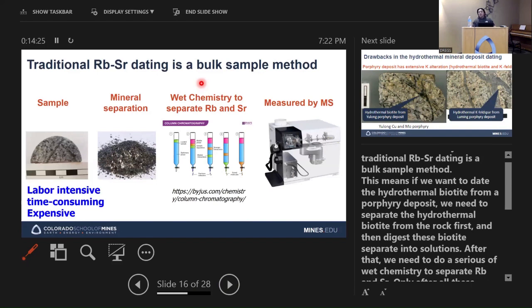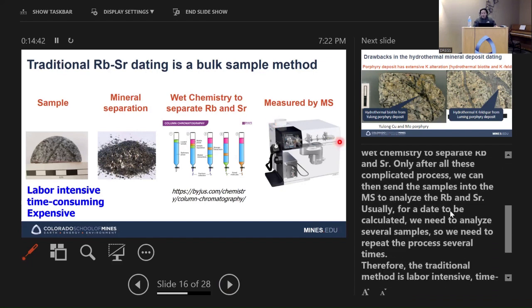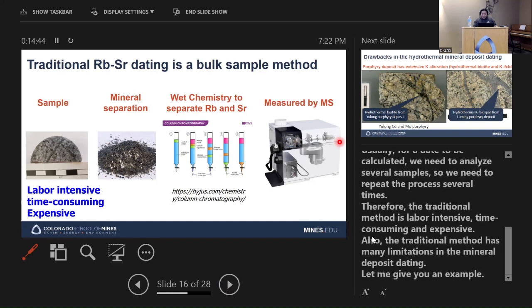And because if we want to calculate an isochron date, we need several samples. So probably at least 10. So it means you need to repeat the whole process 10 times. So it's really not a good method. And in addition to this, the traditional method has many limitations in mineral deposit dating.